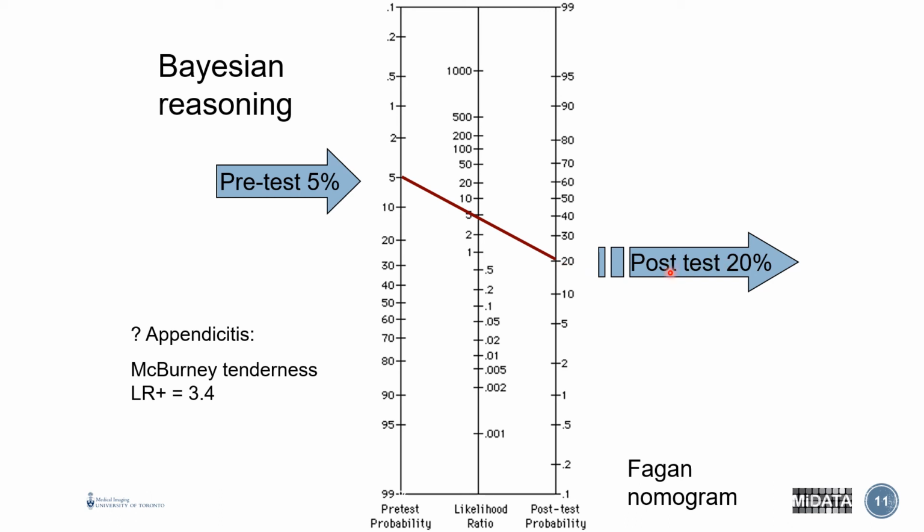Yay! Medical students used to run around with the Fagan nomogram and would be able to calculate the post-test probabilities this way. I'm certain none of you do that anymore because you just have your smartphone and it calculates it for you. But here we go. We've just explained to you how that calculation is done for you.